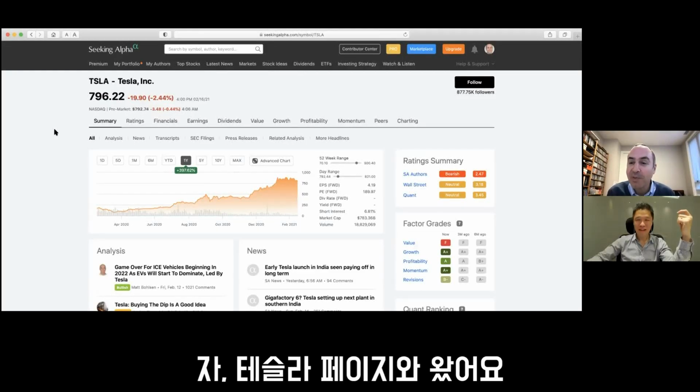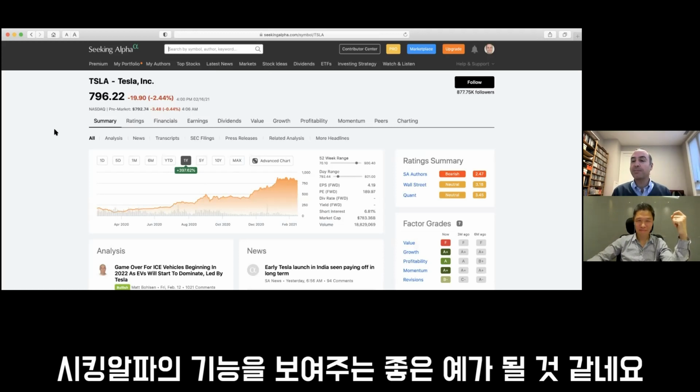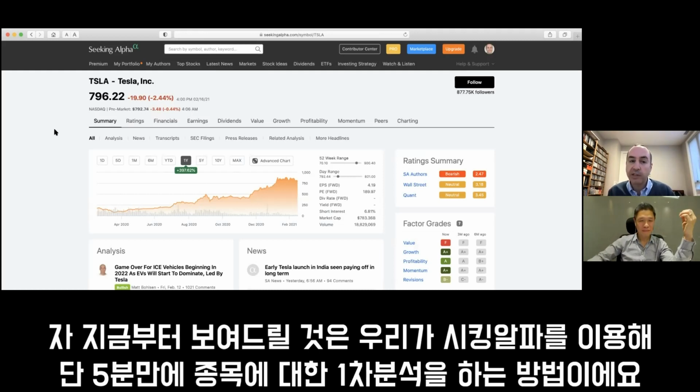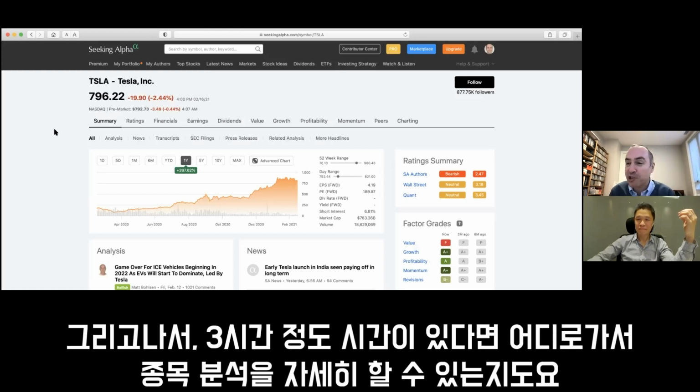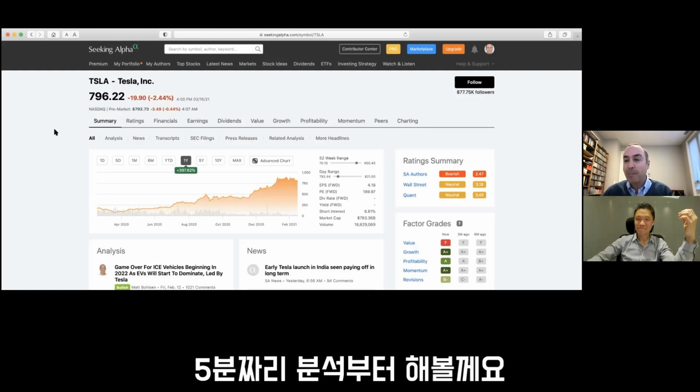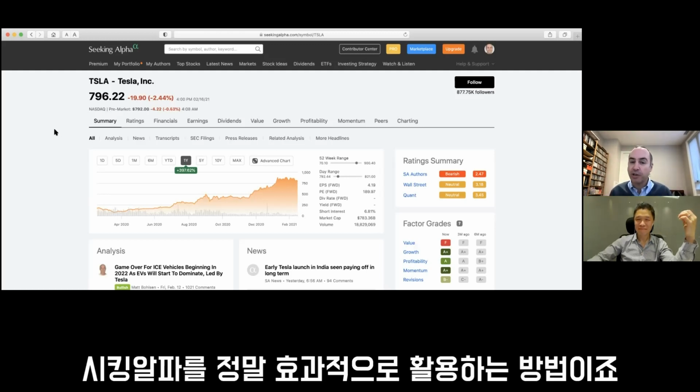Okay, so here we are on the Tesla page, and this is actually a great example of what Seeking Alpha can do. So what I'm going to describe now is how to use Seeking Alpha to get a sense of a stock in 5 minutes, right? And I'll also show you that if you want to spend 3 hours, where you would go from here. But here's the 5-minute view, which I think demonstrates how you can use Seeking Alpha in a really powerful way.